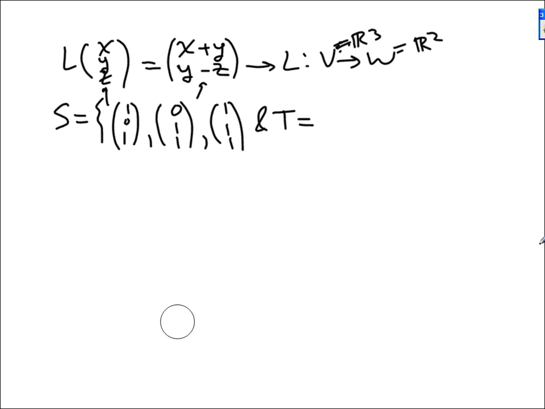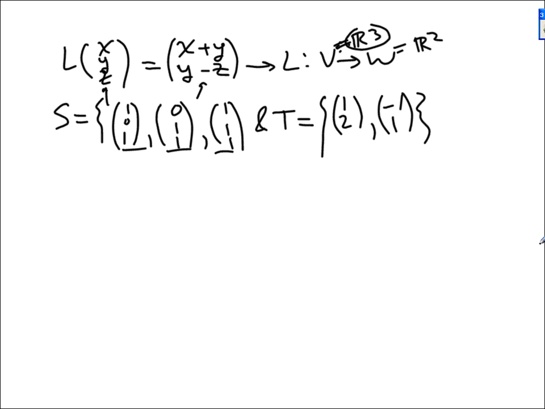Now, basis T is going to be 1, 2, and negative 1, 1. And the instructions are, well, let's write it. T is 1, 2, and negative 1, 1. And what we want to do is find the matrix A. So I take L of every vector in the basis for R3, the given basis.